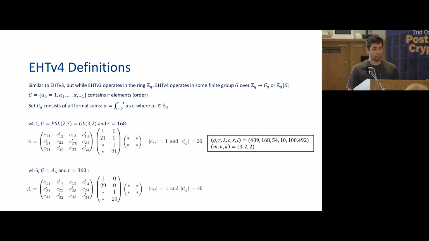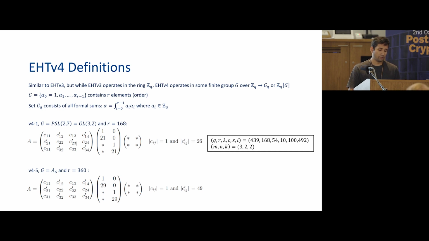So for version 4, level 1, we use the group PSL(2,7), which is a projective special linear group. That is basically all 2 by 2 matrices over Z7 that have a determinant of 1. The order of the group is 168. And visually, we can represent the public key as C times T times B, right? So we can see from here that M, N, and K are 3, 2, and 2 respectively, right? And we have different norms now for the matrix C.